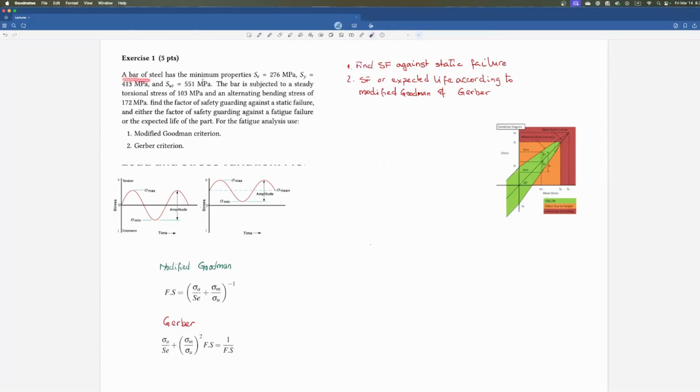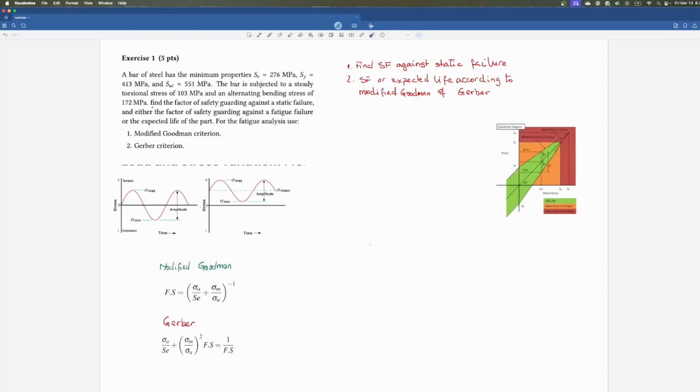A bar of steel has the minimum properties of SE, which is the fatigue endurance, a yield strength of 430 megapascals, and an ultimate strength in tension of 551 megapascals. So then it says that the bar is subjected to steady torsional stress, interesting, of 103 megapascals, and an alternating bending stress of 172 megapascals. Alternating, perfect. So the problem is already telling us some hints here.